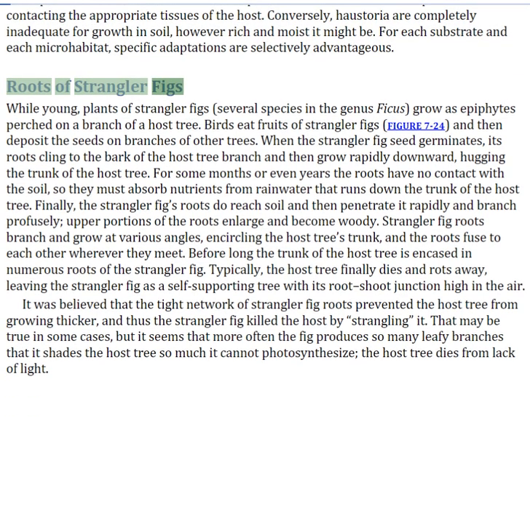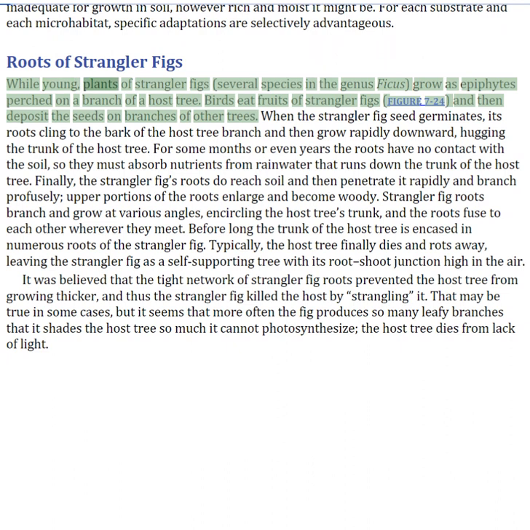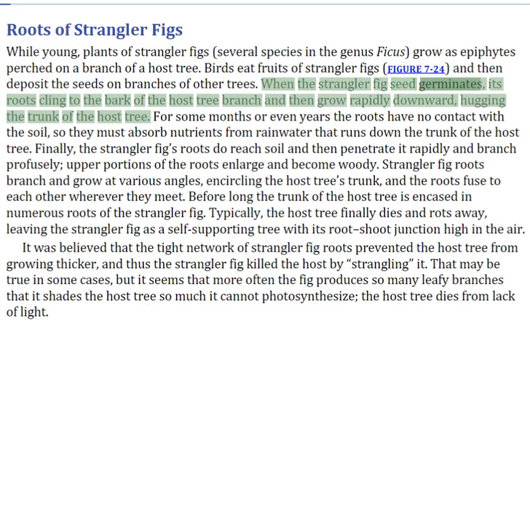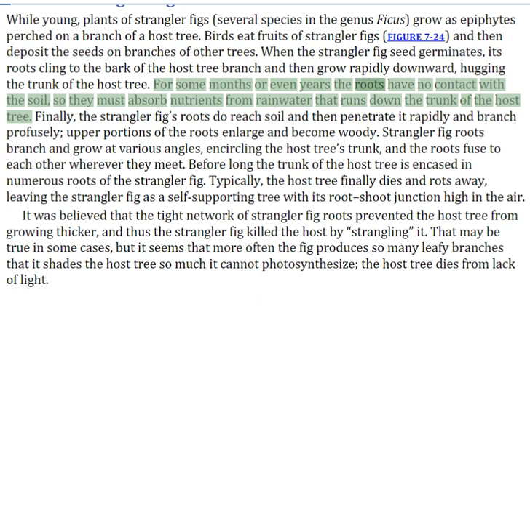Roots of strangler figs. While young, plants of strangler figs grow as epiphytes perched on a branch of a host tree. Birds eat fruits of strangler figs and then deposit the seeds on branches of other trees. When the strangler fig seed germinates, its roots cling to the bark of the host tree branch and then grow rapidly downward, hugging the trunk of the host tree. For some months or even years the roots have no contact with the soil, so they must absorb nutrients from rainwater that runs down the trunk of the host tree.